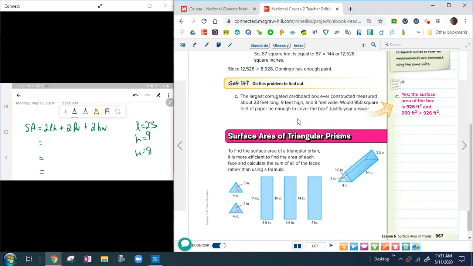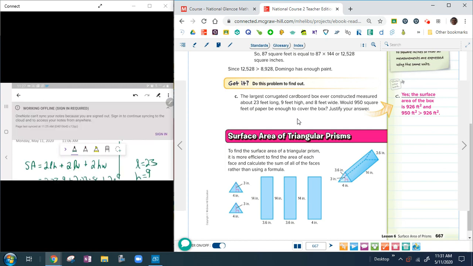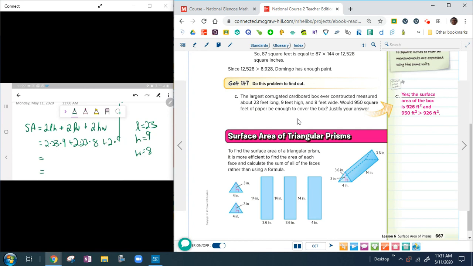So then we can just plug it in. All right, we can just plug these in, replace the L with 23. The H is 9 plus 23 times 8 plus 2 times 9 times 9 times 8, right? And then you can calculate it. And it looks like it comes to, what do they say it comes to? 926, the area of the box.